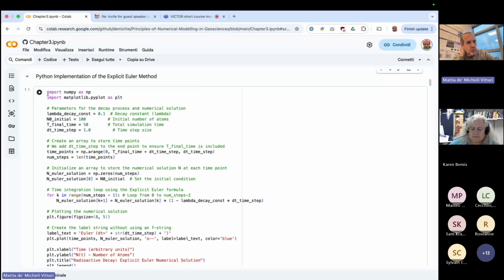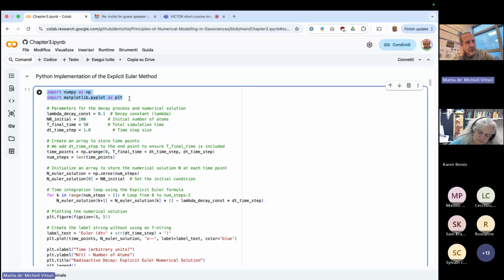So we import the libraries that we need. We will use NumPy to define and create arrays in Python. And then we also import matplotlib in order to be able to plot the solution in our notebook. Then we first define all the constants: the constant lambda for the decay, then the initial number of atoms, then the final time and the time step.